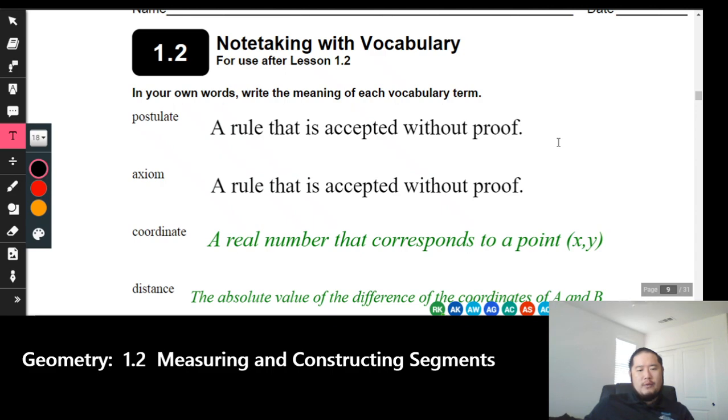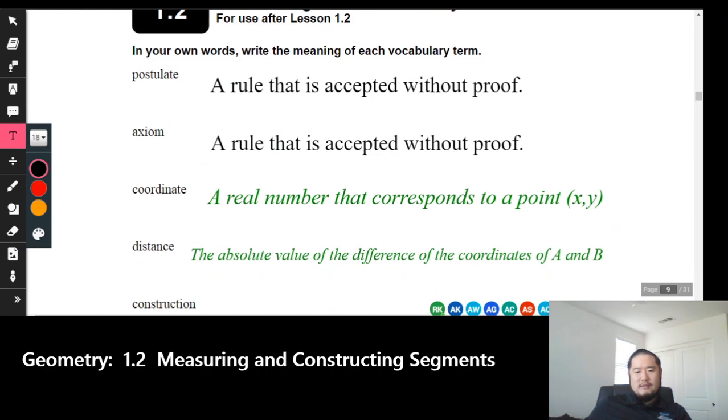Let's go ahead and move down. We talk about a coordinate. You guys should be familiar with coordinates, having done graphing already. So it's a real number that corresponds with a point, and we write points as x comma y, right? And make sure you use parentheses. If you don't have parentheses in your homework and on the test, it'll be considered wrong, because the only way I know that it's a point and not just two numbers is the fact that you have parentheses in it.